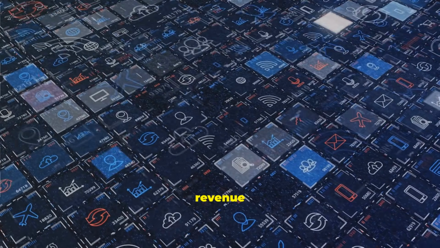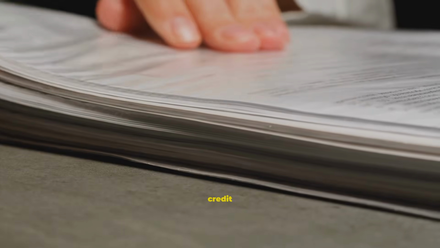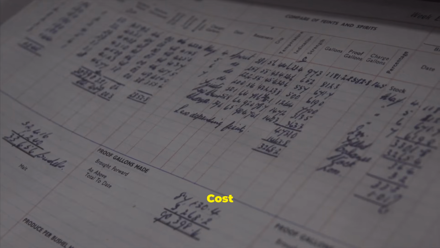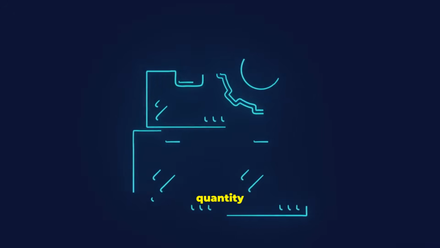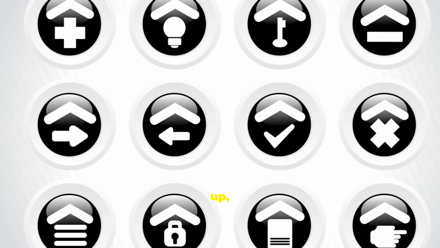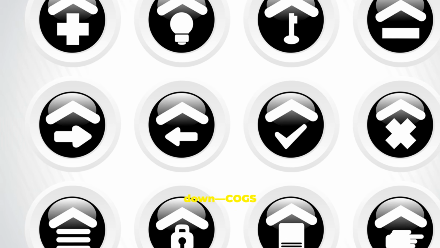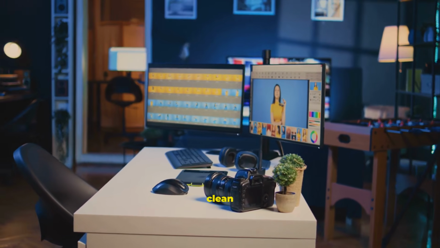Sales recognize revenue and reduce stock. Debit accounts receivable or cash. Credit sales. Then debit cost of goods sold and credit inventory. Each sale reduces quantity on hand automatically in good systems. Two sides: revenue up, inventory down. COGS hits the income statement. Match sales, COGS, and cash collection for clean reporting.